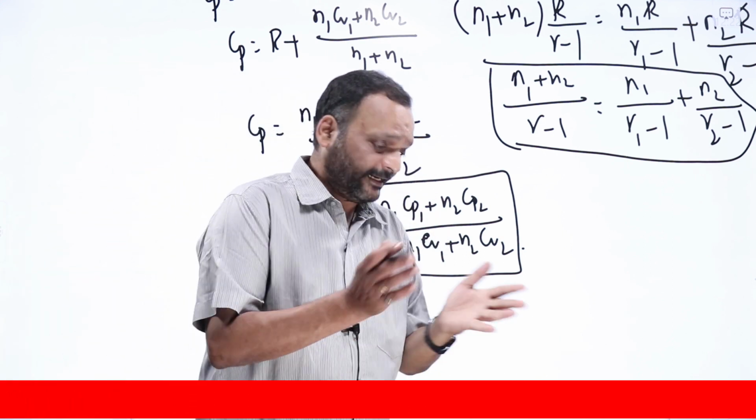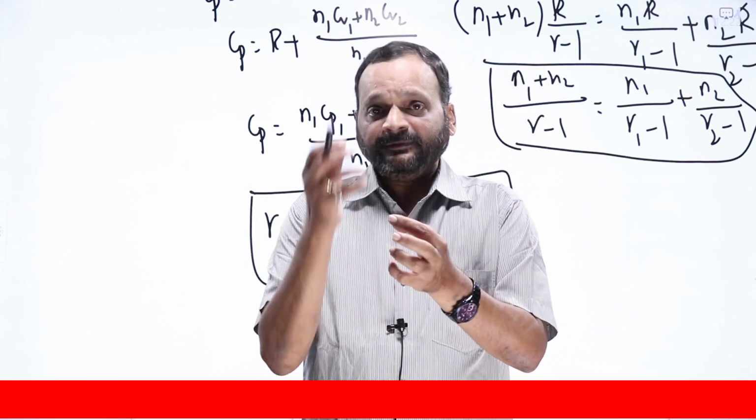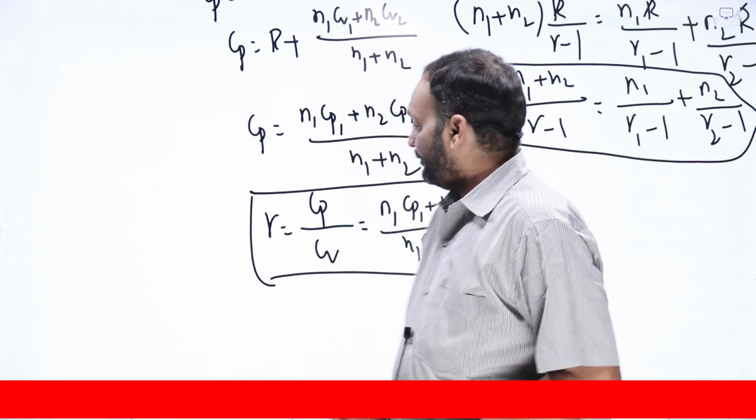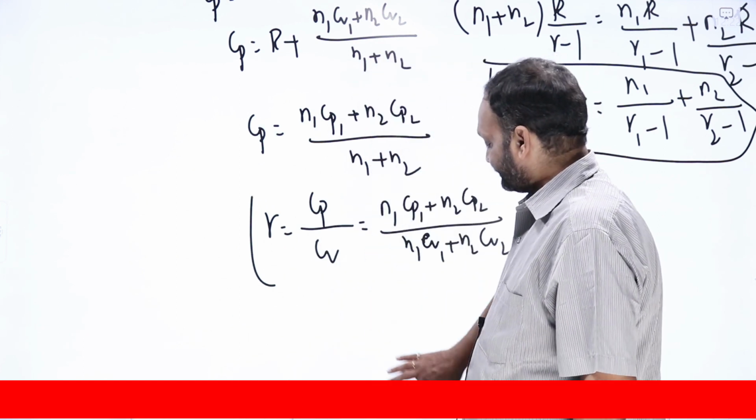This is how we handle it when different gases are mixed: how to find Cv of the resultant, Cp of the resultant, and gamma of the resultant. This is one important aspect from an exam point of view. Please keep this in mind.